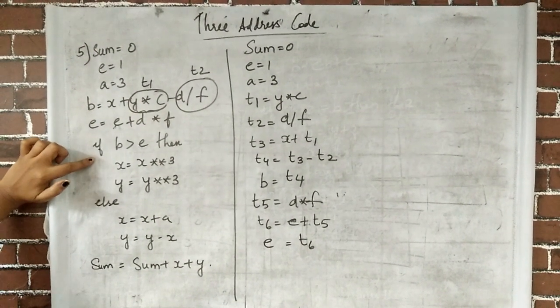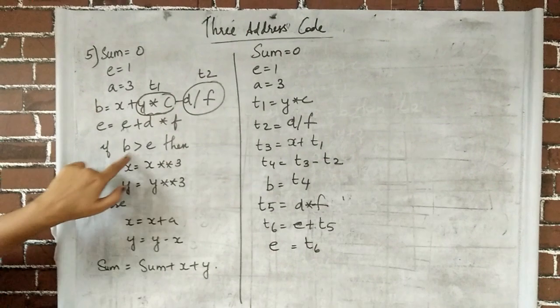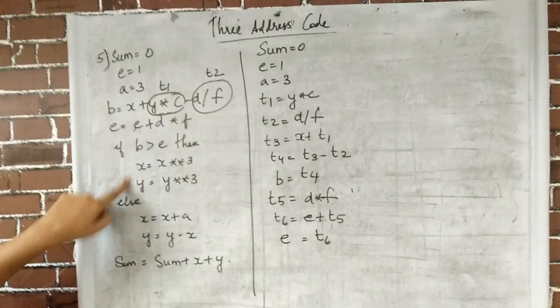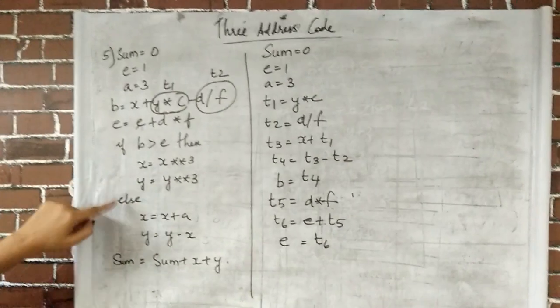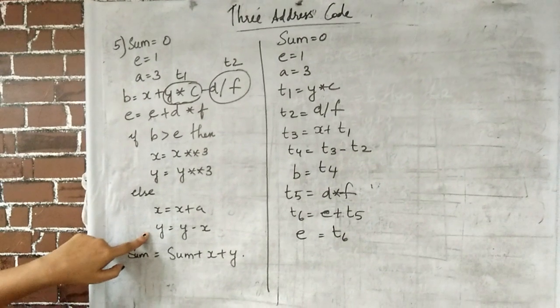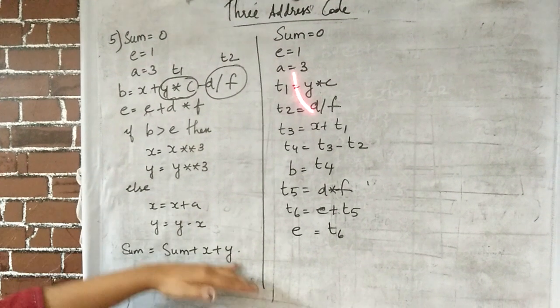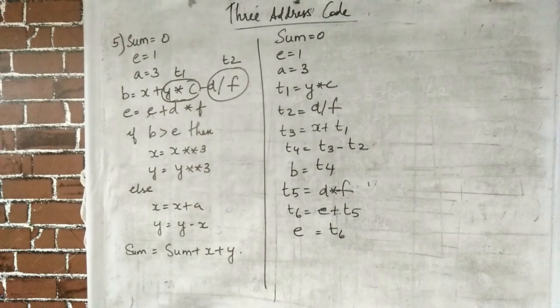Now we have the if statement, right? If B greater than E, then you have to execute these two statements. Else, if the condition is false, execute these two statements. And after that, you have to execute this statement, okay?